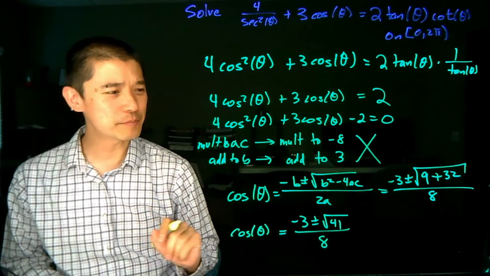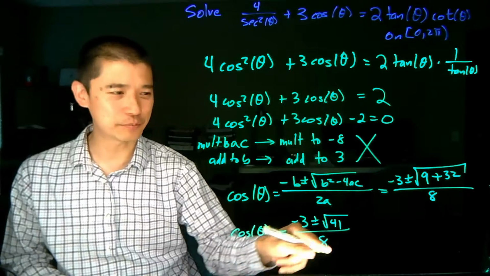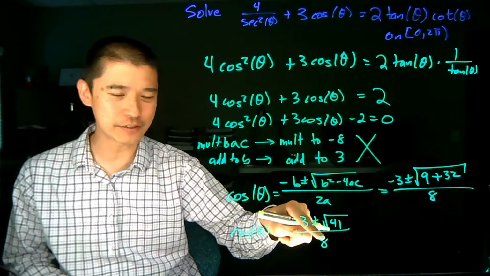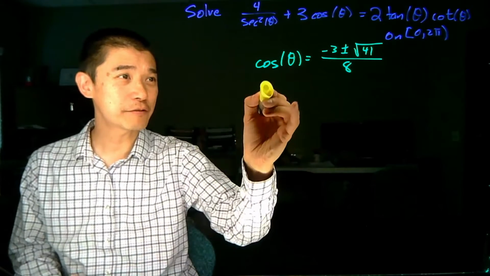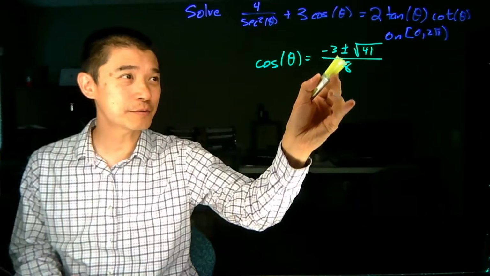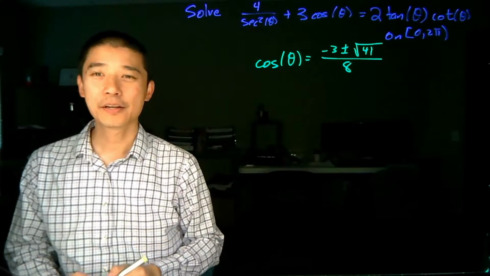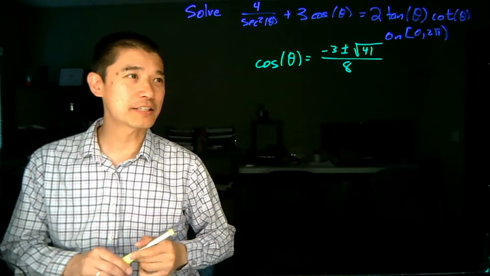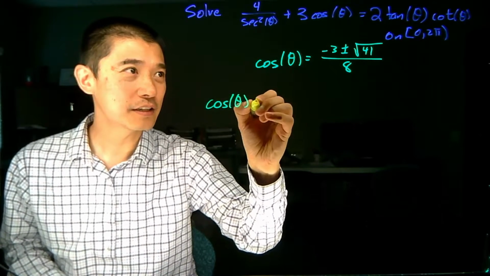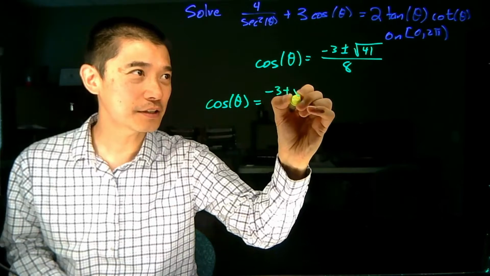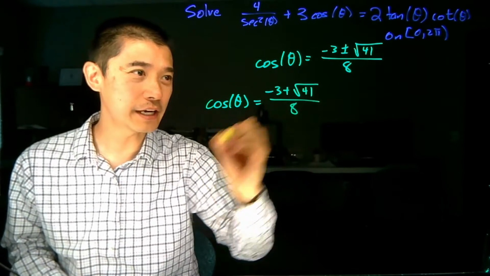Now at this point, it becomes clear that we're going to need to use a calculator. We're going to need to get a decimal approximation to these values, and we can go forward from there, and I'm going to need more space on my board. So right now, we have cosine of theta is equal to negative 3 plus or minus the square root of 41 over 8. And so we have to deal with the plus case and the minus case separately. Let's go ahead and start with the plus case. Cosine of theta is equal to negative 3 plus the square root of 41 over 8.